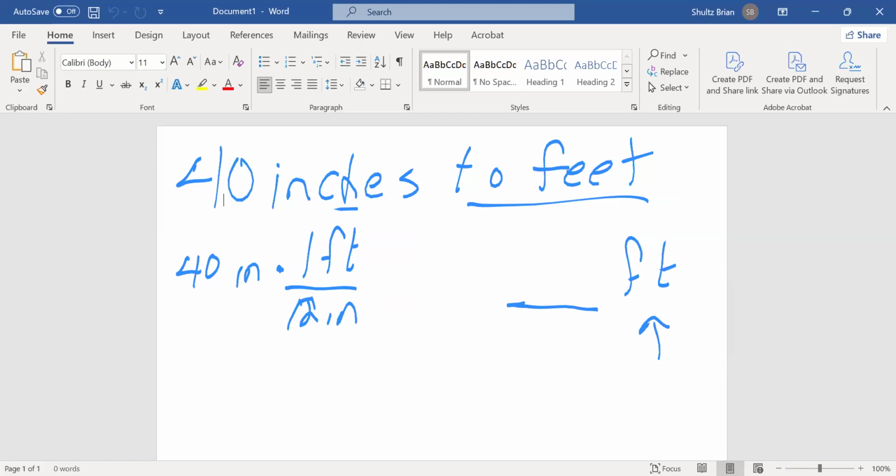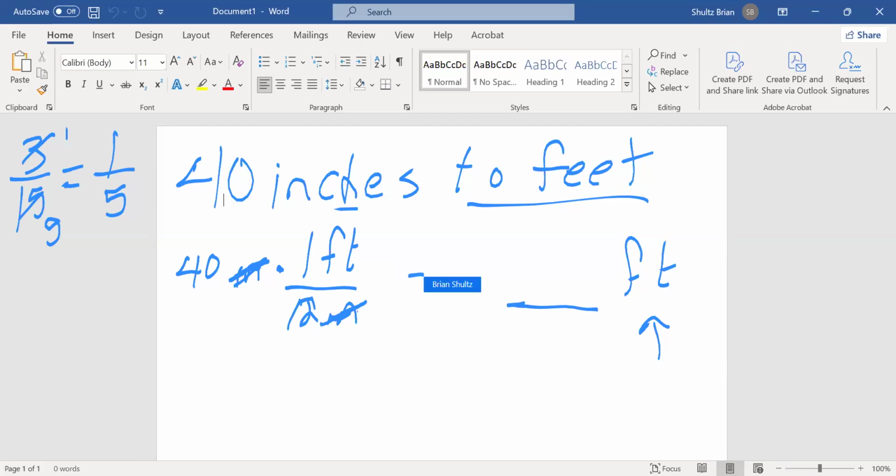And as I do that, I can cancel off the label inches because inches is on top and inches is on the bottom. Just like in a fraction, if I have something like 3/15, I can say that 3 goes into 3 once and 3 goes into 15 5 times. So 3/15 actually equals 1/5. I could do the same thing canceling with labels. If I have inches on the bottom and inches on the top, they cancel each other. So now the only label that I have left is feet.